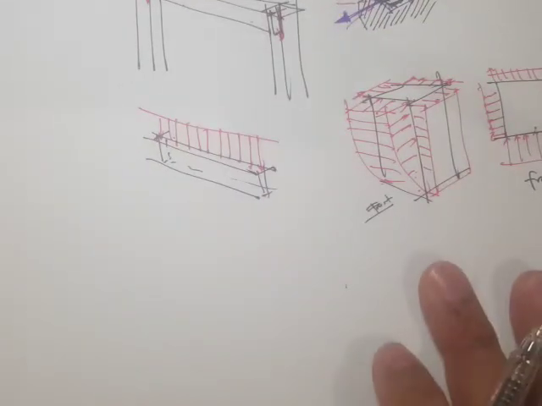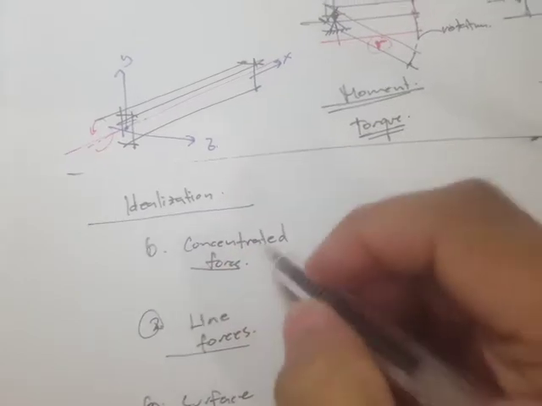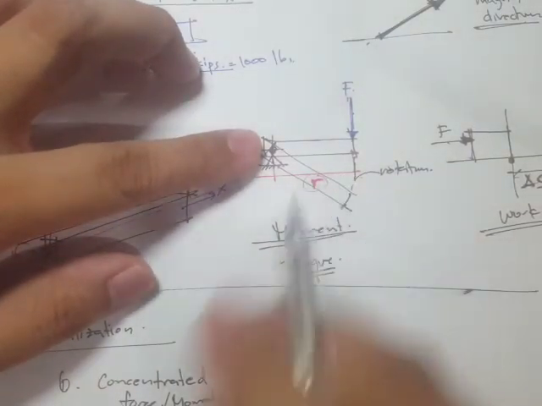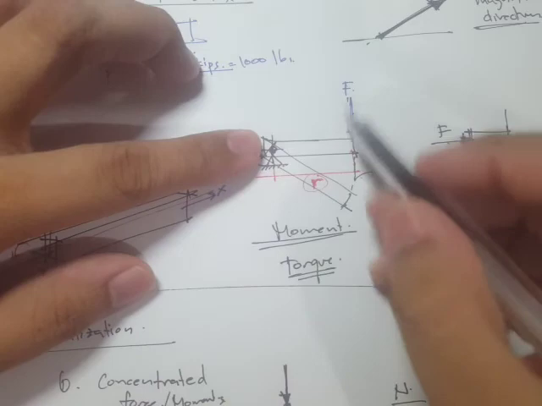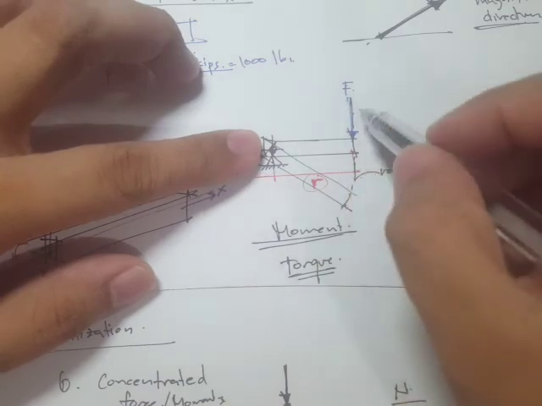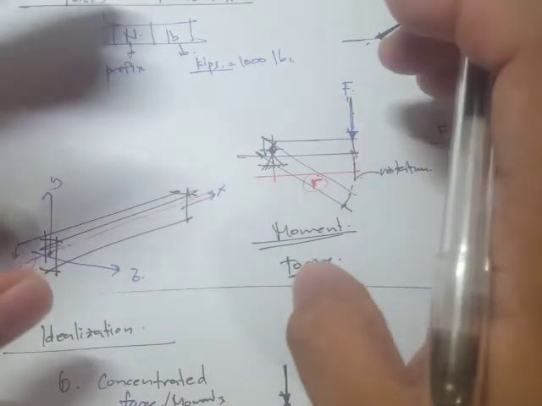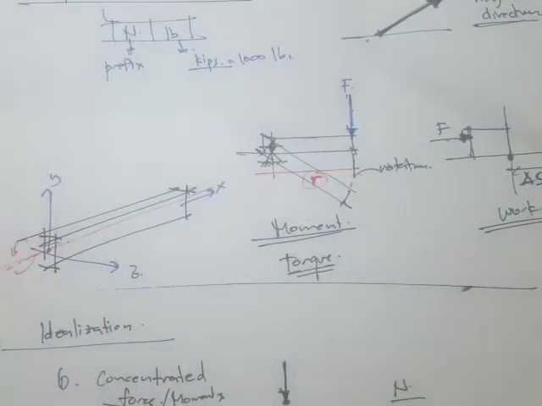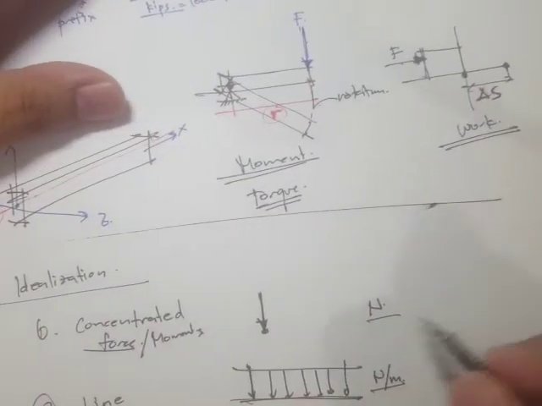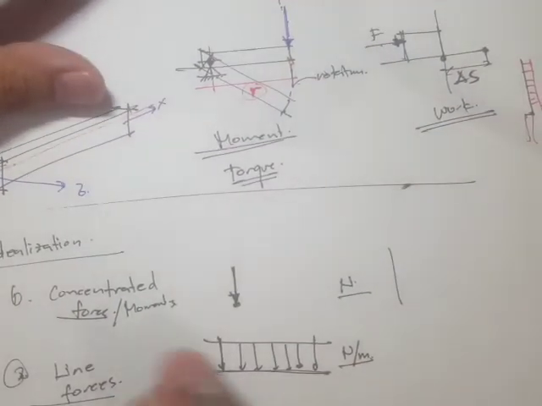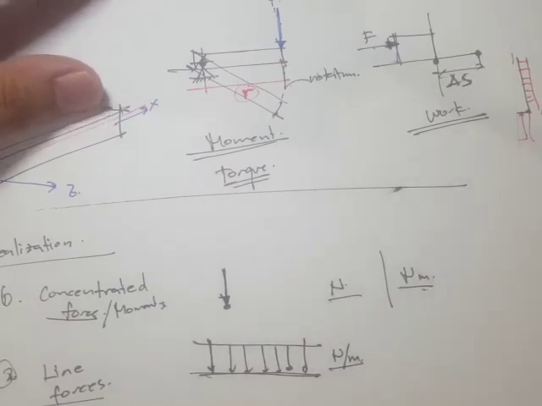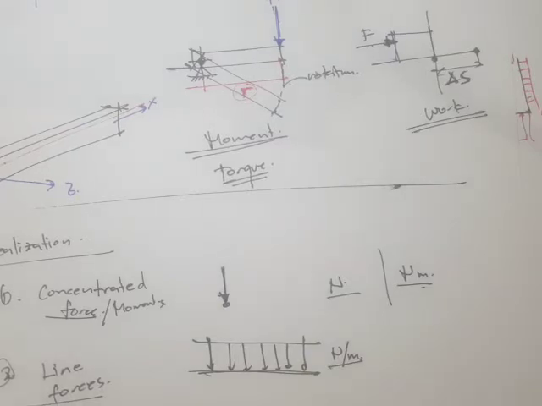For the moments, we can also have concentrated moments. That means if this distance is so small that we can neglect it, then we can idealize this force as a concentrated moment. If that's the case, the unit would be Newton meter.